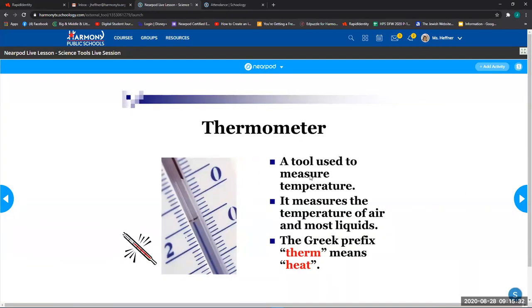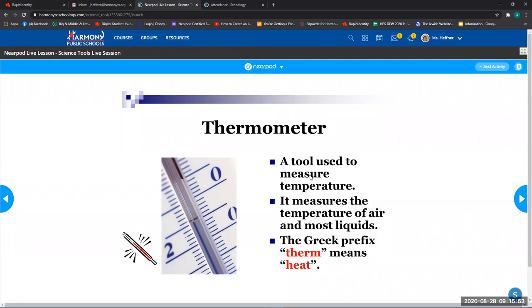Thermometer. We all know what a thermometer is. I hope you do, especially with COVID-19 going on. Everyone's had their temperature taken, I'm sure, multiple times. A thermometer measures how much heat an object has. Heat is actually energy, and it just tells us the exact amount in degrees.